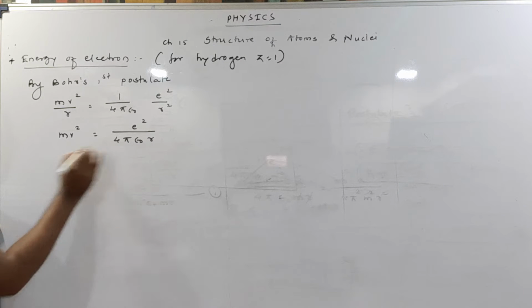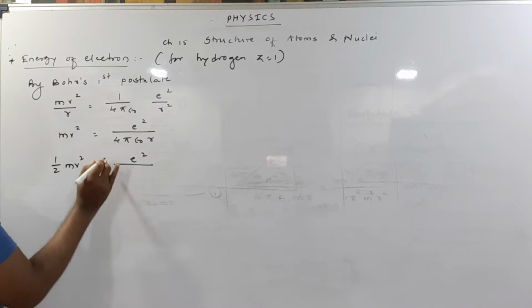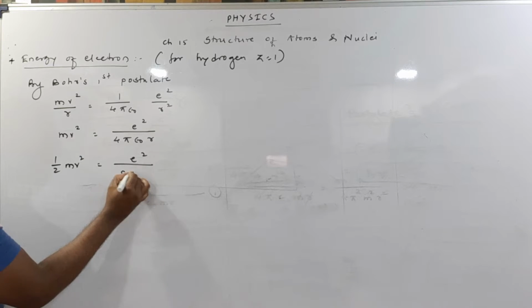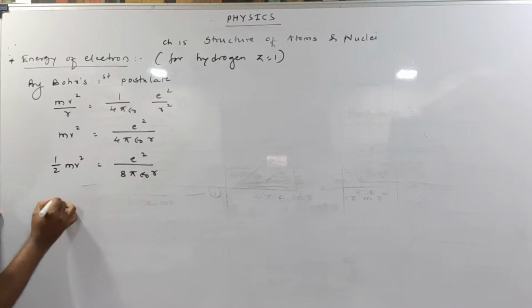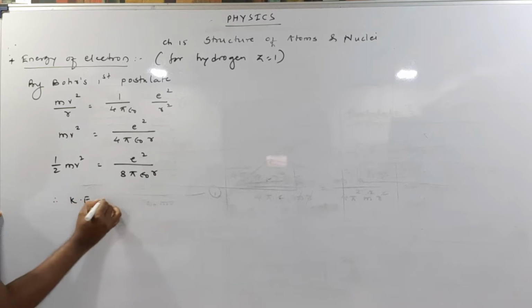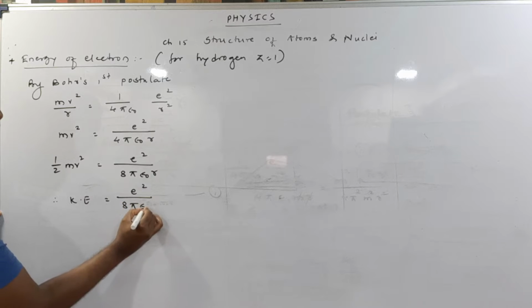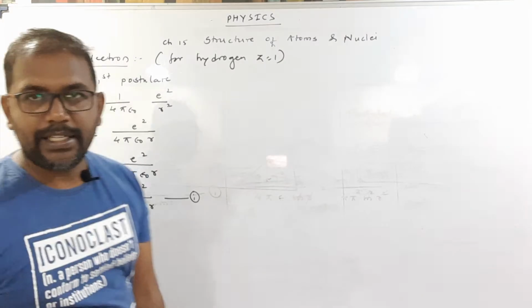So multiplying both sides by half, 1 by 2 mv square is equal to e square divided by, 2 into 4, 8 pi epsilon 0 R. Now here, this is a kinetic energy. Hence I can write kinetic energy is equal to e square divided by 8 pi epsilon 0 R. So equation number 1. So we get kinetic energy.